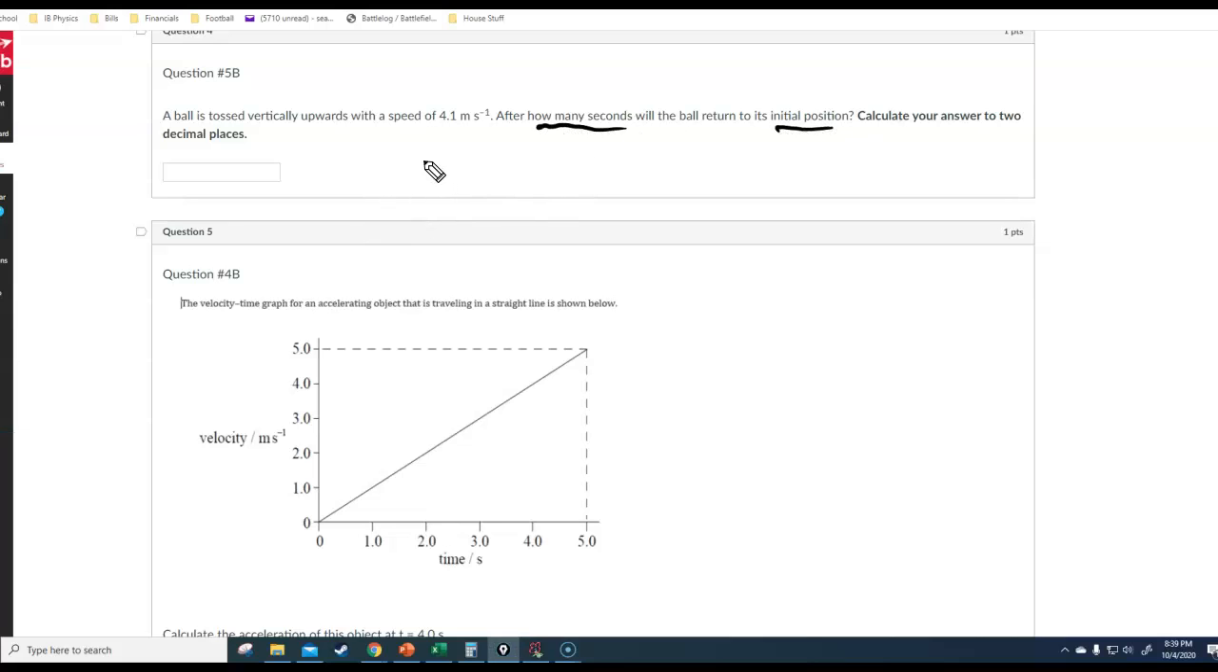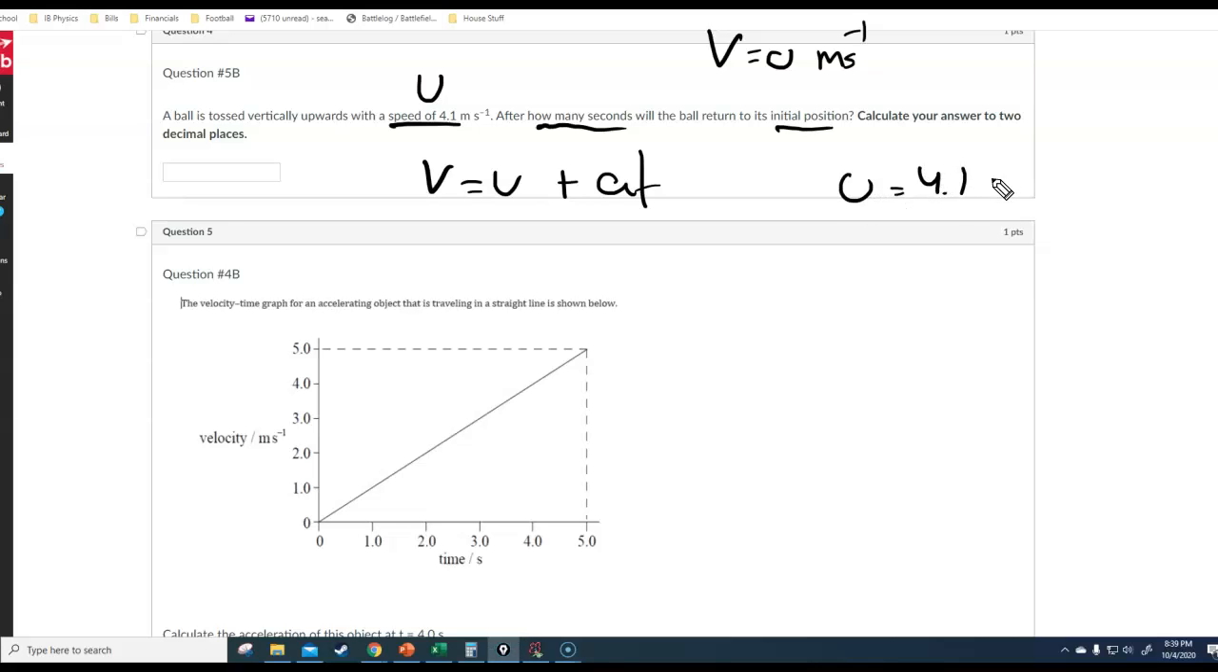I was very generous in giving partial credit for this problem because a lot of people only did half of the problem. What a lot of people did is they found the initial velocity, and they had the idea that when the ball goes up, at its highest point it reaches a velocity of 0 meters per second. So they did 0 equals 4.1 plus -10 times t, and they calculated t to be 0.41 seconds.